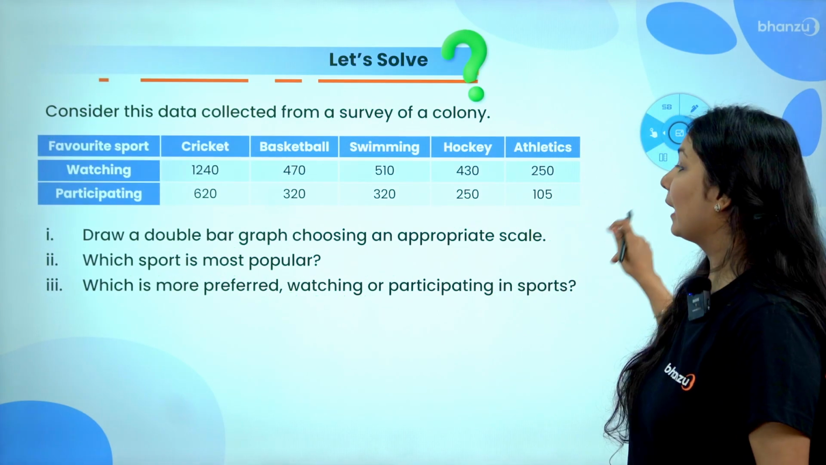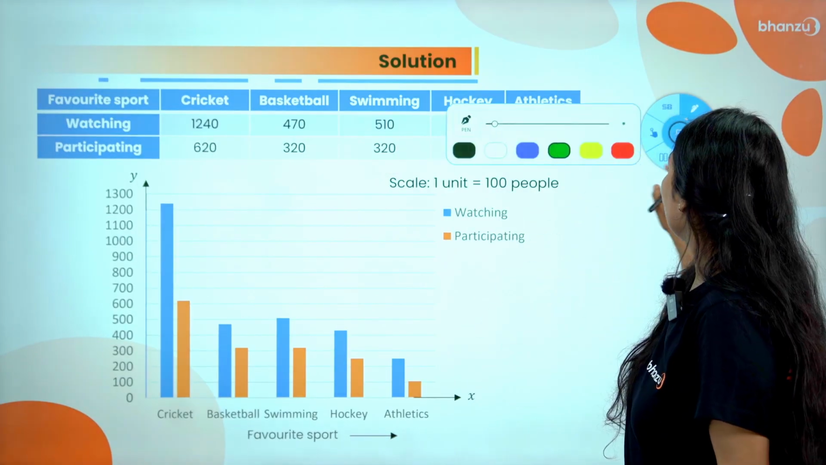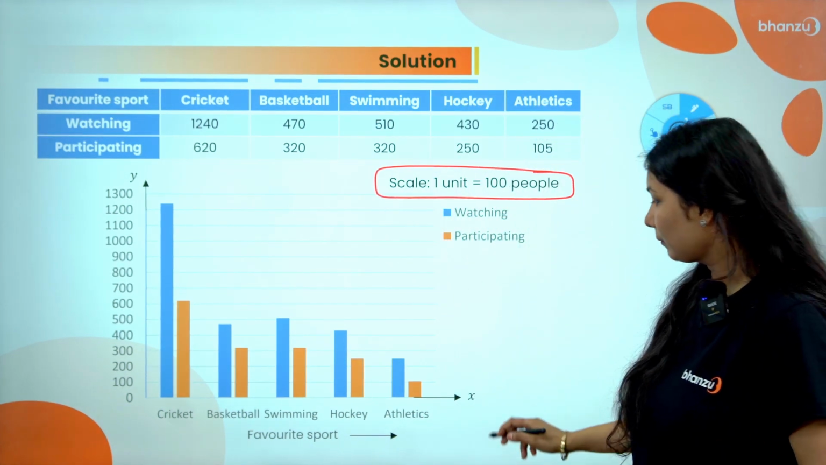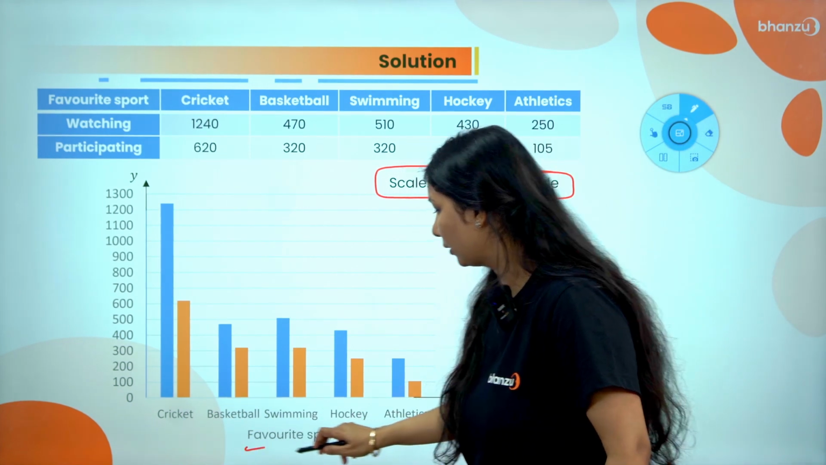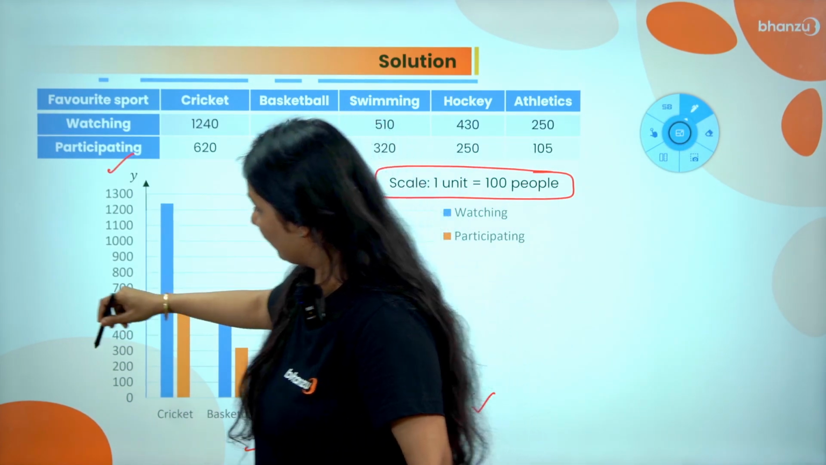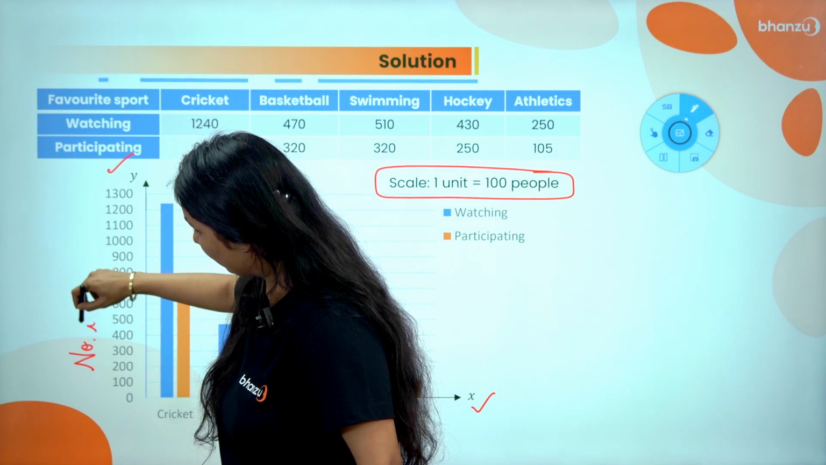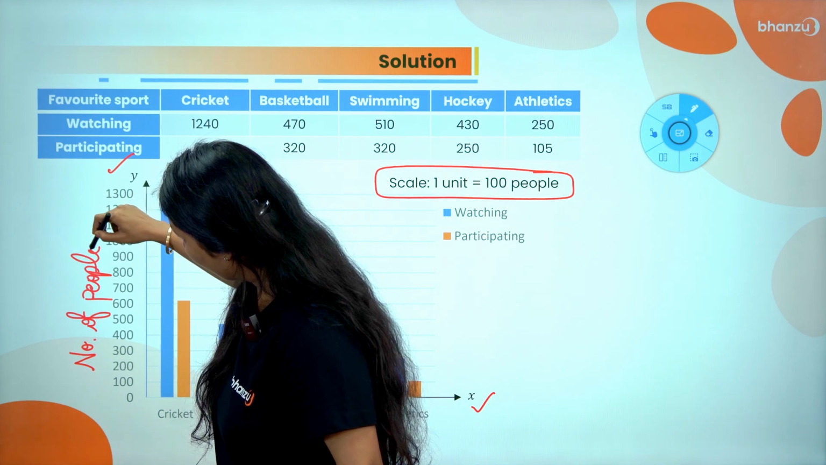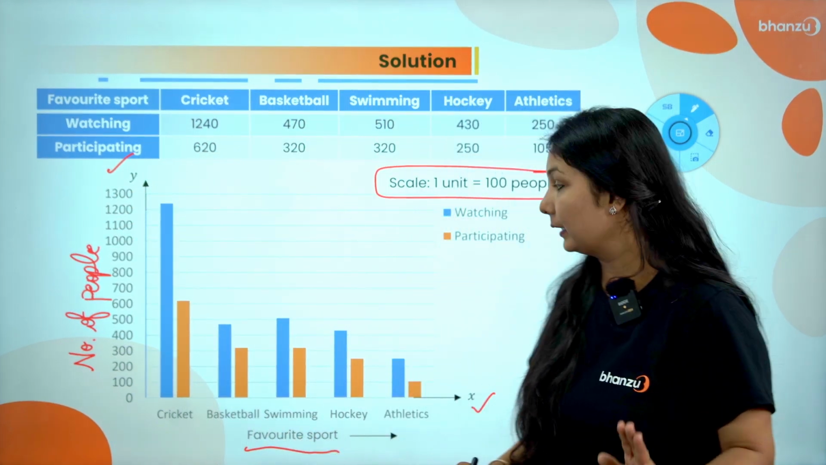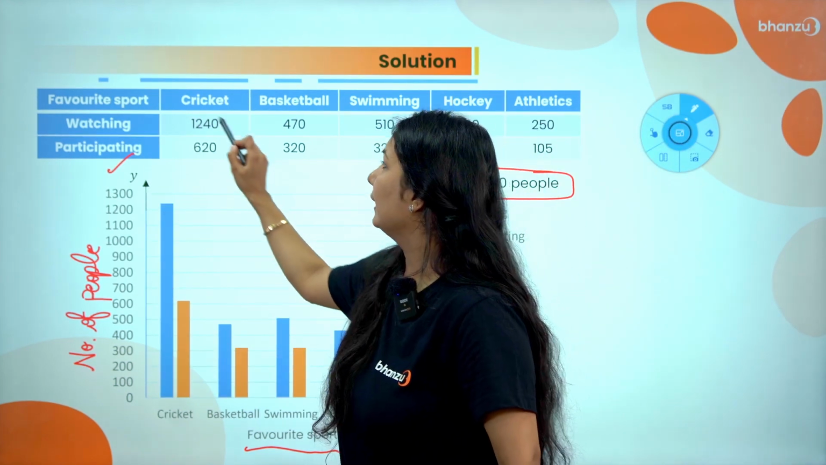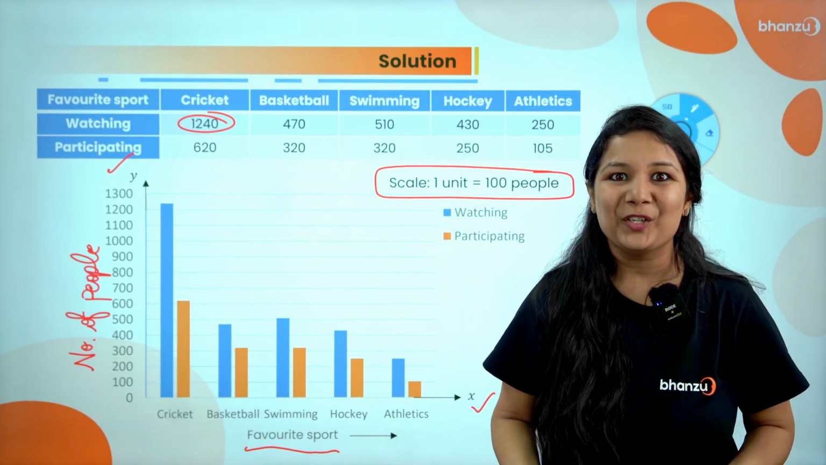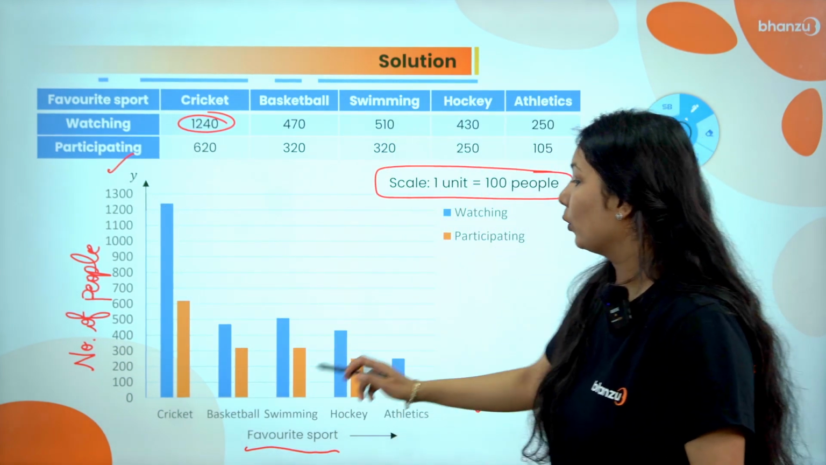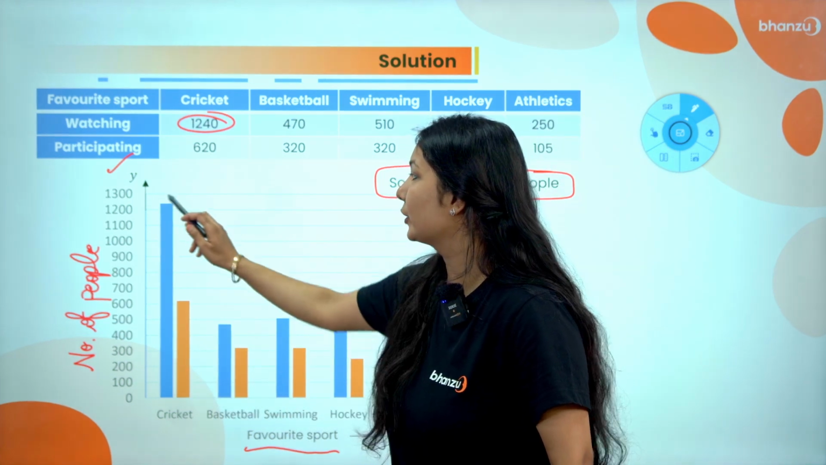Now let's draw a bar graph for the first part. So as we chose that the scale would be 100 people, first of all, we should have on x-axis the favorite sport. On y-axis, we have the number of people, whether they are watching or participating. So you should always mention the headings, right? So here we are taking a gap of 10 and the highest observation is 1240. So our highest number is 1300. Right? So what are we going to do? Cricket 1240. Let's draw it.